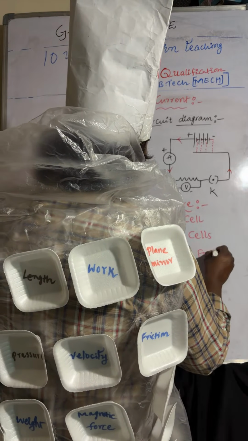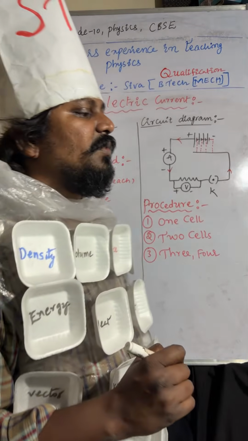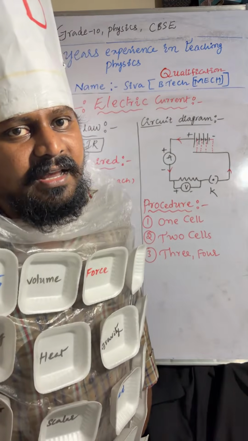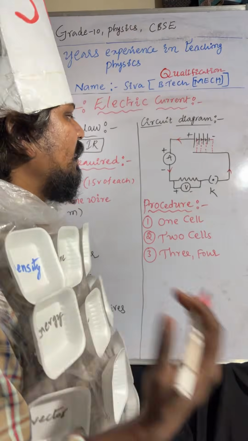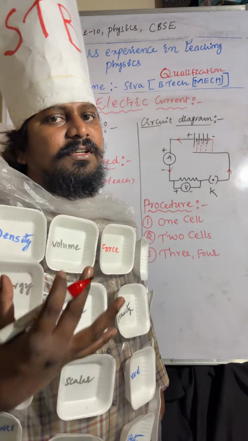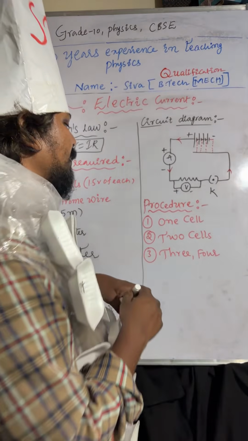So first you have to connect one cell and note down the reading of ammeter and voltmeter. Next, connect two cells and note down the reading of ammeter and voltmeter. Repeat the process for 3 and 4. Observe the values and mention them in the tabular form given below.